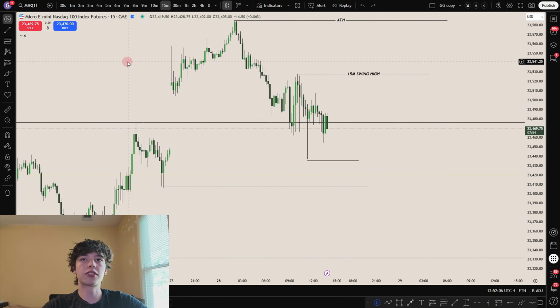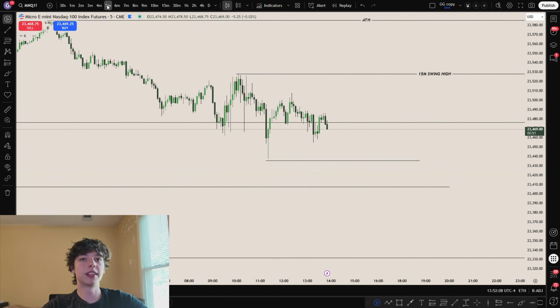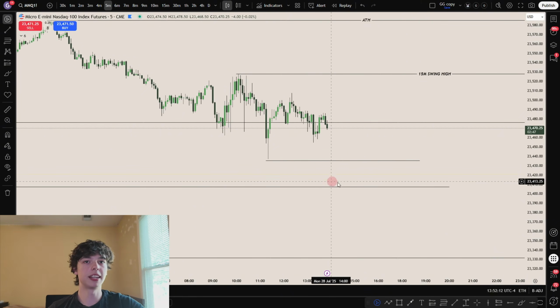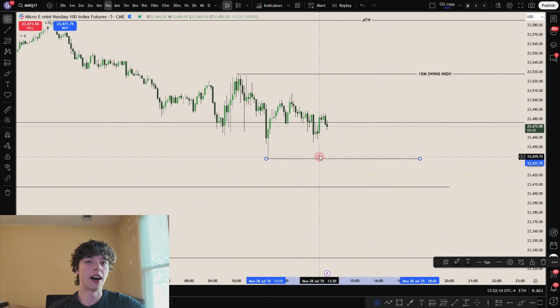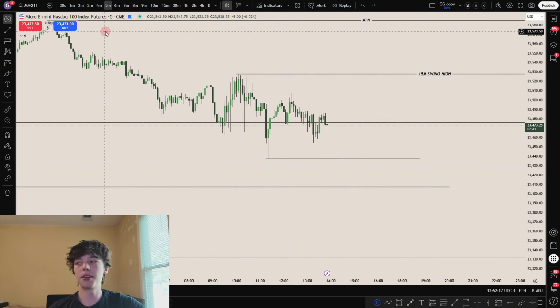So let's scale down. The 5 minute, I'd honestly say this is my favorite time frame. The reason why is because it gives you that directional bias, but it's lower time frame enough to where you can take entries on the 5 minute. And I don't take entries on anything over the 5 minute. I stick to the 30 second to the 5 minute. I don't exceed 5 minutes.